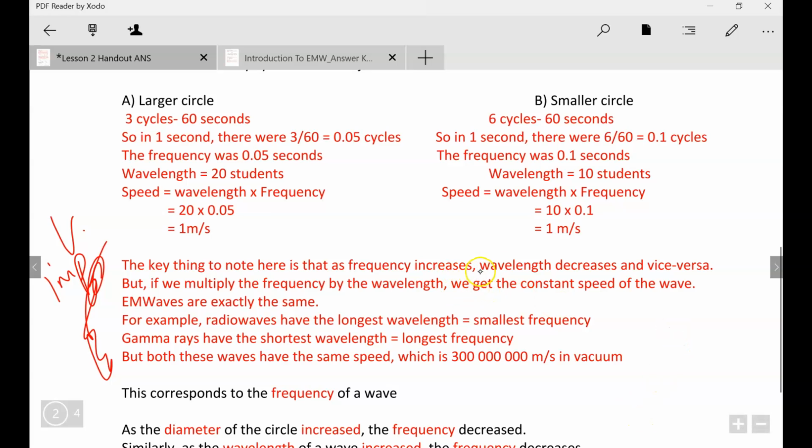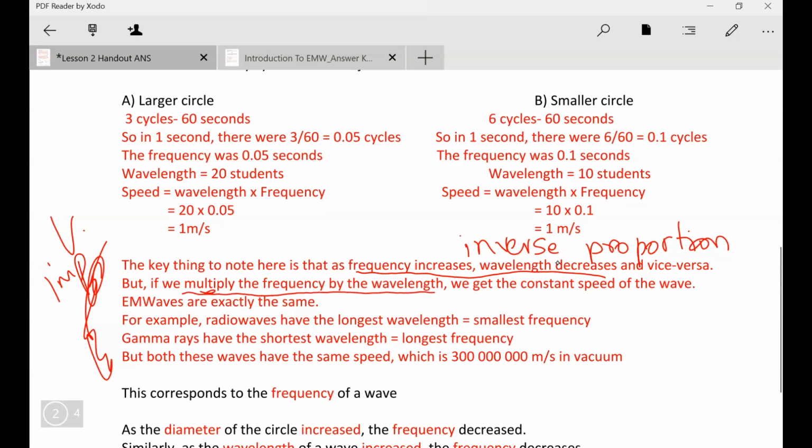As frequency increases, wavelength decreases. That's right here. This is called inverse proportion. That means as one goes up, the other goes down, and vice versa, right? As wavelength increases, the frequency would decrease. But if we multiply the frequency and the wavelength together, we get the speed. That's important because, as we saw in this little example, 3 cycles or 20 students was our wavelength, so 0.05 was our frequency. We multiplied them together, we got 1.